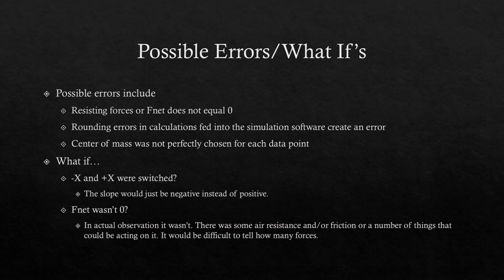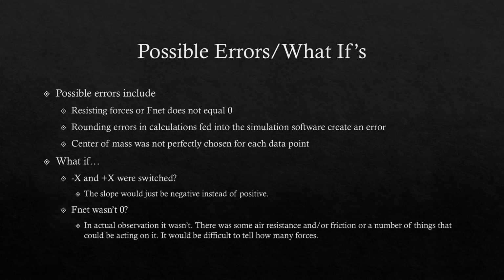Possible errors and what ifs. Possible errors include forces that make Fnet not equal to 0, like friction or air resistance, rounding errors that cause miscalculations, or not selecting the correct center of mass. So each of the updates in position would not be equidistant in Tracker.